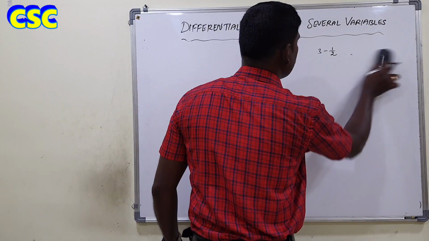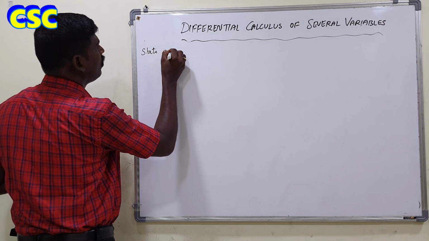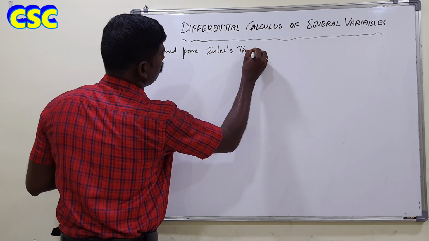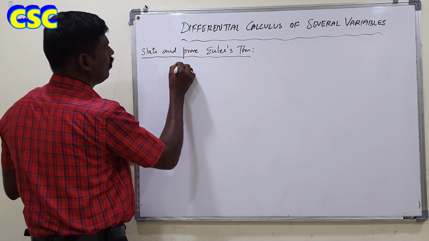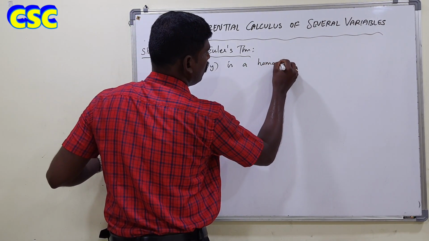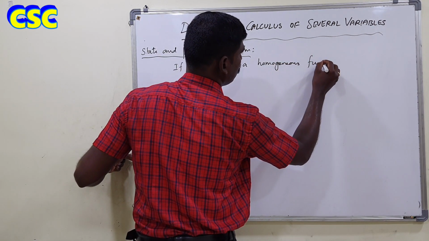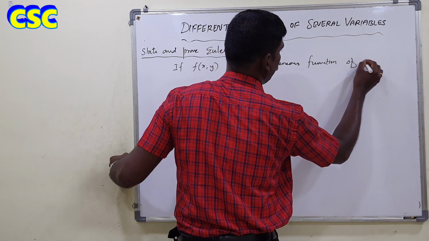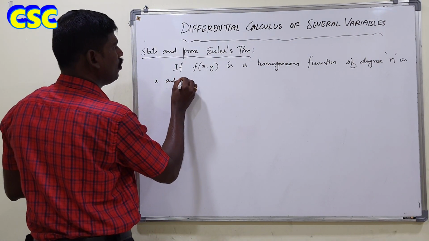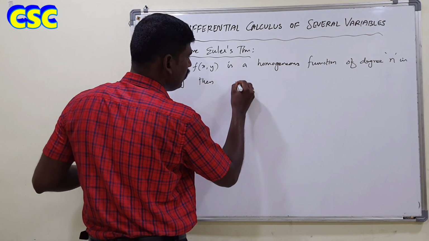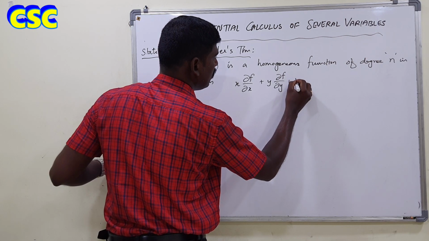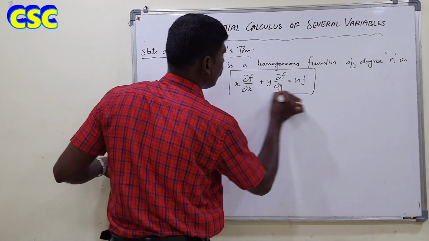Now let us go to Euler's theorem. State and prove. Euler's theorem: if f of x comma y is a homogeneous function of degree n in x and y, then x into dou f by dou x plus y into dou f by dou y is equal to n into f. It's a most important theorem, right?